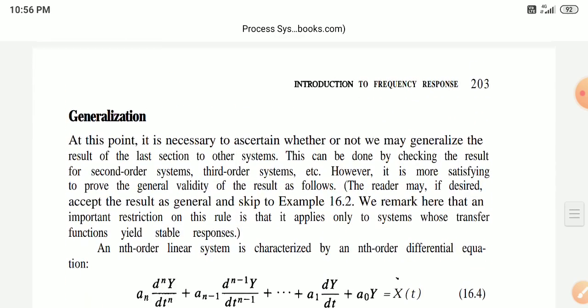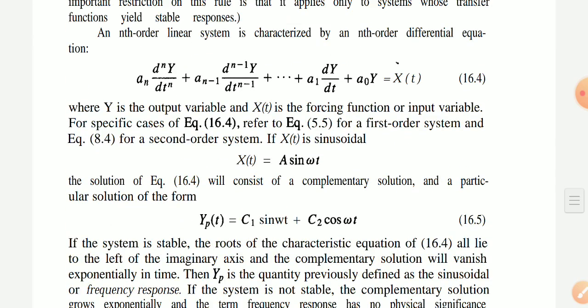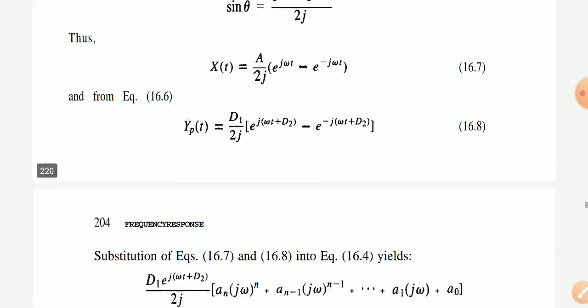Which equations for generalization? This one: a_n d^n y/dt^n + a_(n-1) d^(n-1) y/dt^(n-1) + ... + a_1 dy/dt + a_0 y = x(t), where y is the output variable and x(t) is the forcing function or input variable.